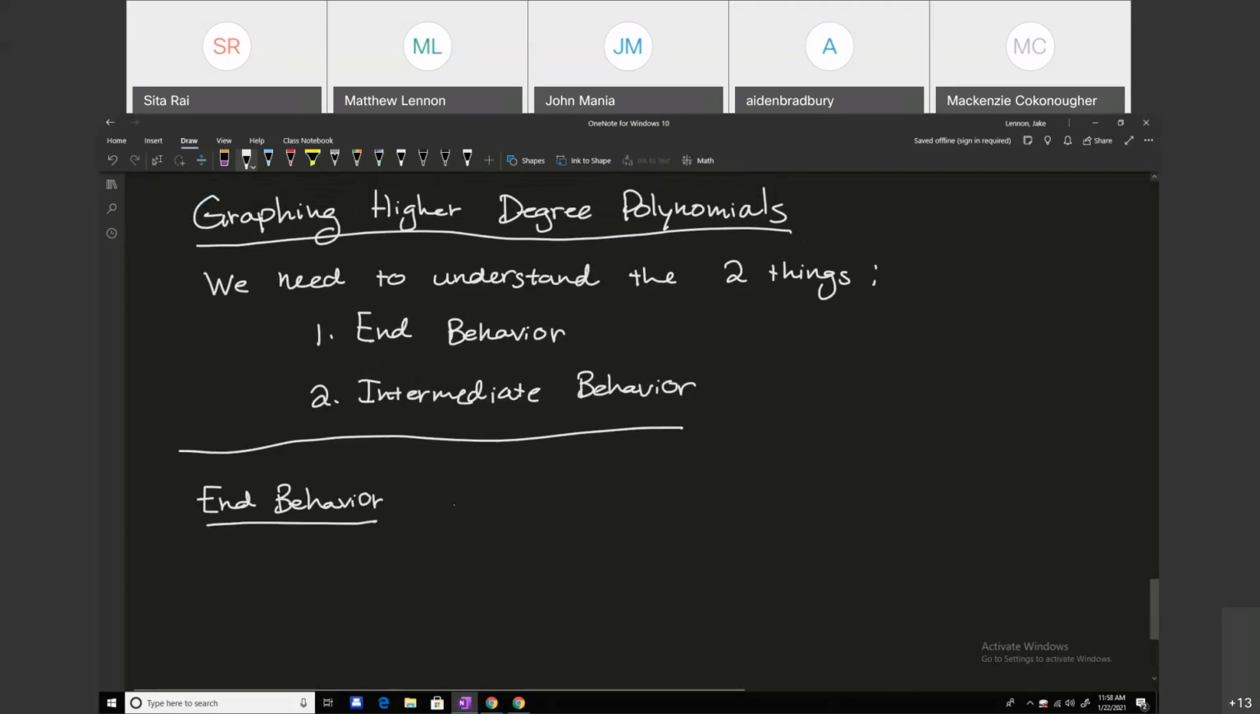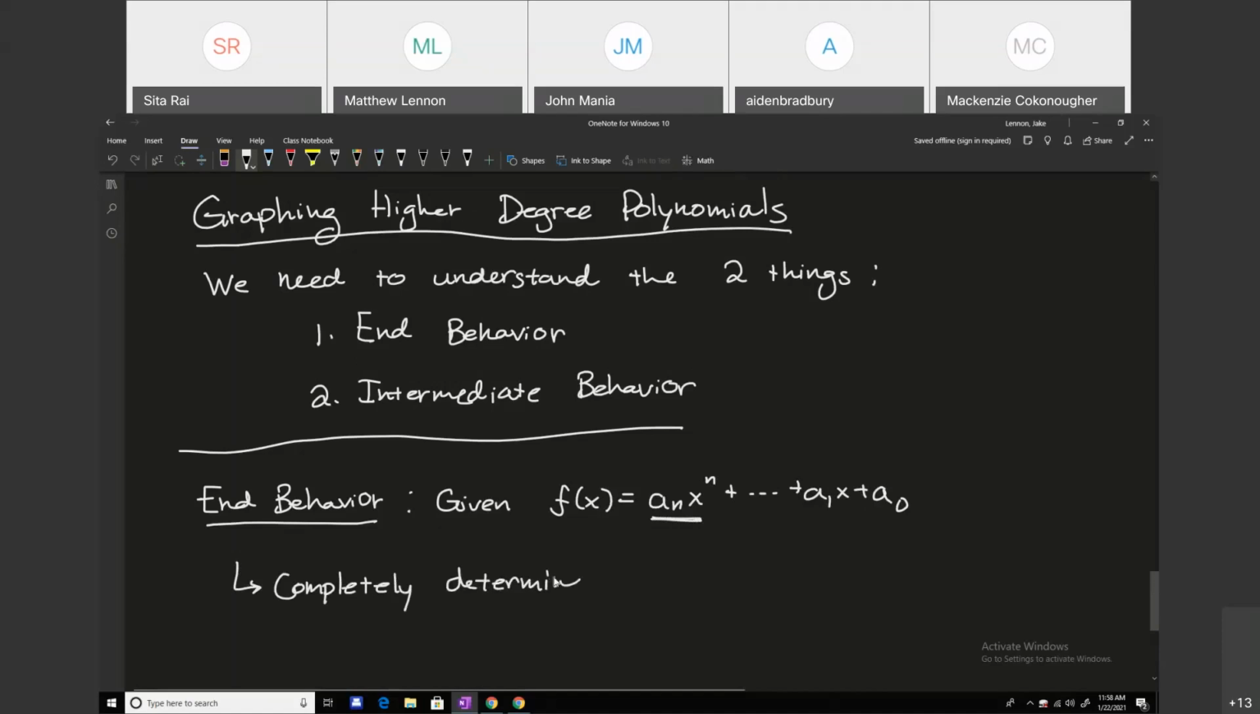So let's say given f of x is some polynomial a sub n x to the n plus a bunch of other terms, plus maybe a1x plus a0, something like that. The end behavior is completely determined by looking at this first term. So completely determined by the leading term.